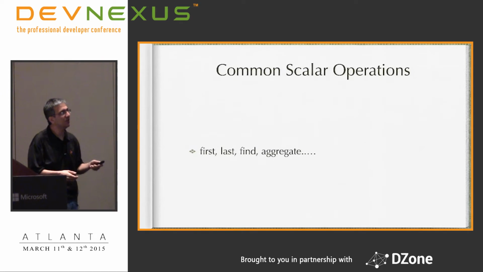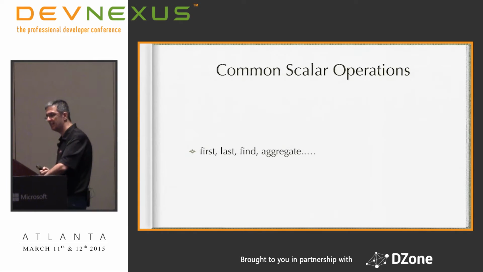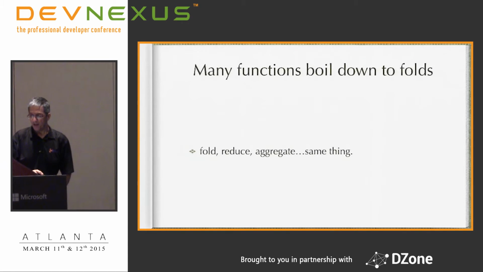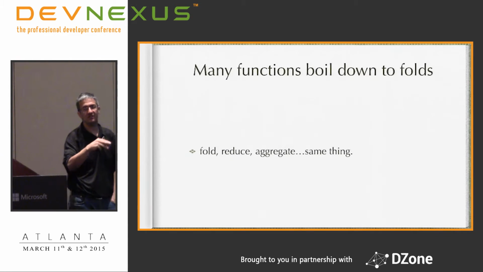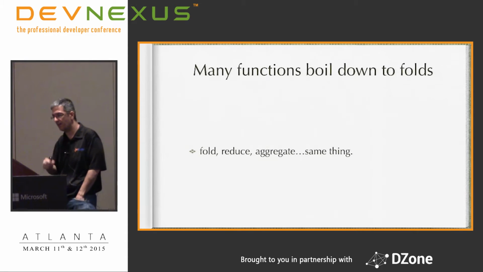So for instance, I could do a first, which returns the first element of the list. Last returns the last element. Find finds a specific element. Aggregate aggregates the results of the list. A lot of all of these functions that we see actually boil down to very few functions in functional programming, and are implemented with things called fold and reduce, which is a variation of fold.